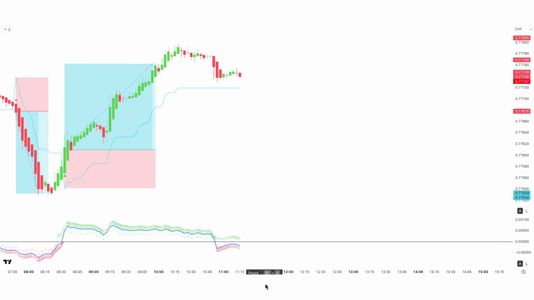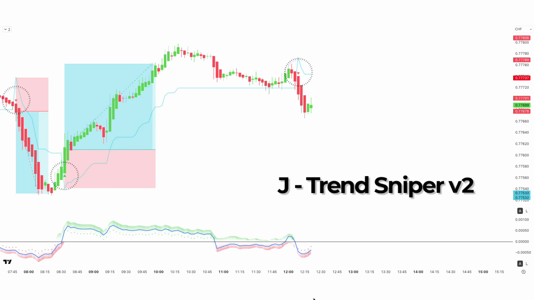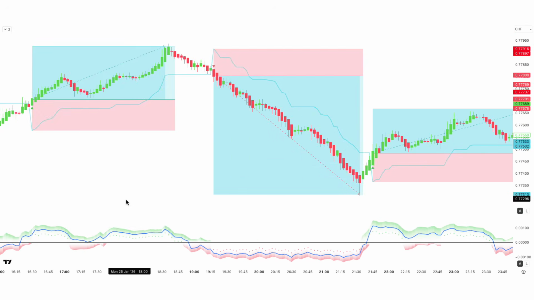First of all, let us know about trading tools. The buy signal and sell triangle signal indicator we see in the chart is called the J-Trend Sniper V2 indicator. Now we tell you how we want to trade. Let's get into the charts.